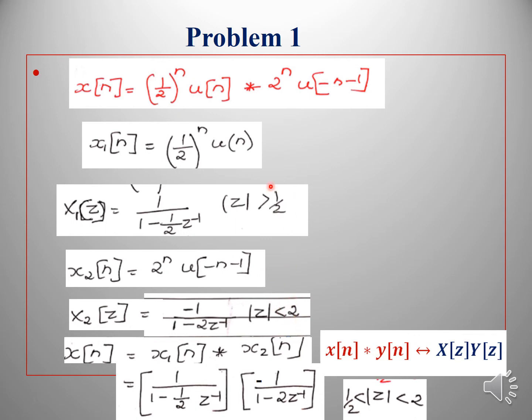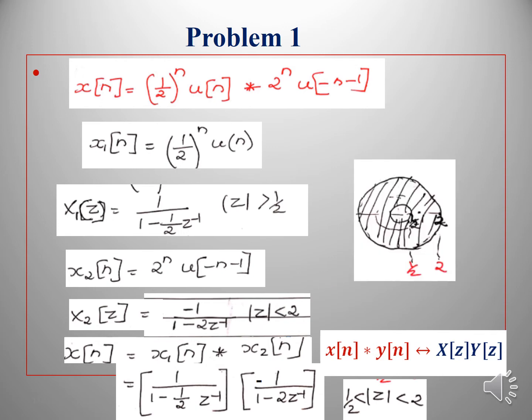This is going to be the right-handed sequence and this is going to be the left-handed sequence. Hence, the plot of the region of convergence would be a strip lying between half and 2 as shown here. For values beyond half, the region of convergence exists, and for 2, the region of convergence lies towards inside from 2 onwards towards 0. Hence, the common region of convergence would be between half and 2.